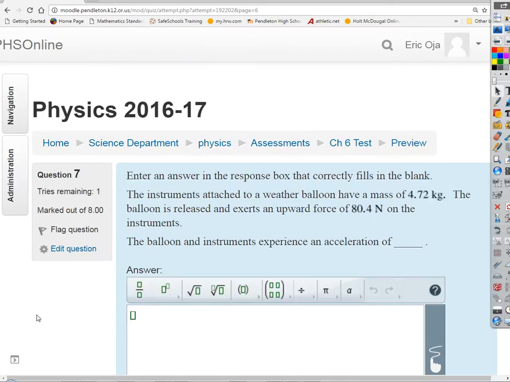All right, back to the balloon. Mass 4.72 kilograms. The balloon is released and exerts an upward force of 80.4 newtons on the instruments. The balloon and instruments experience an acceleration of what? We need to write some stuff down on this one. We need to draw a free body diagram.